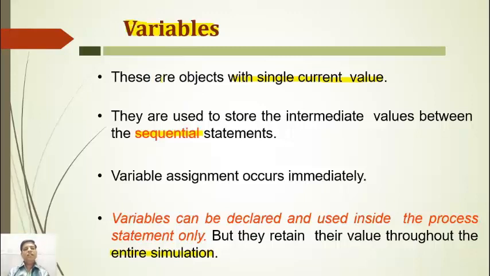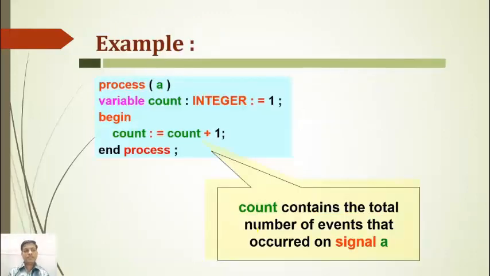Variables are objects with a single current value. They are used to store the intermediate values between the sequential statements. Variable assignment occurs immediately. Variables can be declared and used inside the process statement only, but they retain their values throughout the entire simulation. Variable example.